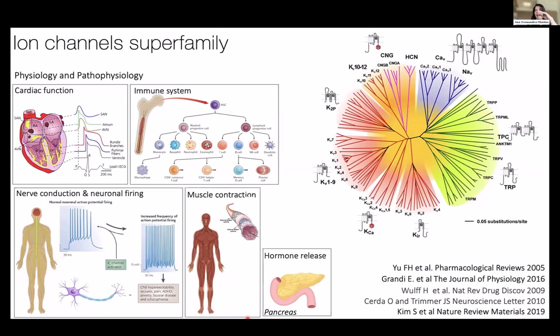You can imagine that, because of their importance in these physiological processes, point mutations in these channels produce very detrimental syndromes like cardiac syndromes, neurological syndromes, autoimmune diseases, etc. So they're also very interesting protein targets for pharmaceutical companies to produce drugs and small compounds to regulate and modify their function.